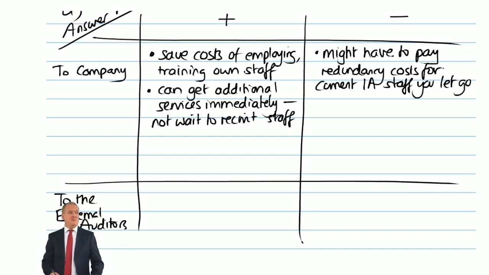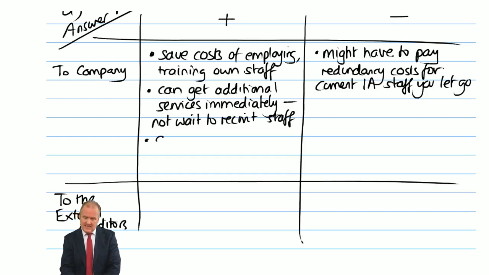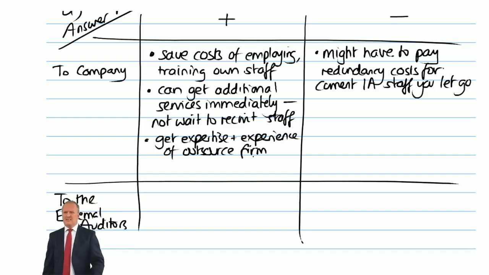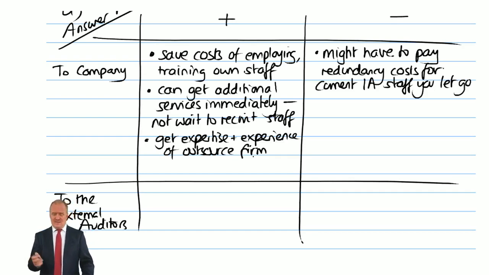I mean, in theory, if you phone up Ernst & Young, they might be able to supply internal audit services very quickly because they've already hired their staff, haven't they? And another positive to the company of outsourcing is you get, of course, the expertise and the experience of the outsource firm. But I can think of a negative. Taxis are expensive, aren't they? I mean, the taxi driver knows where they're going, I hope, but you have to pay for the luxury of the expertise.